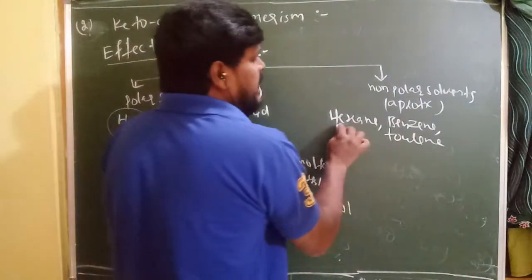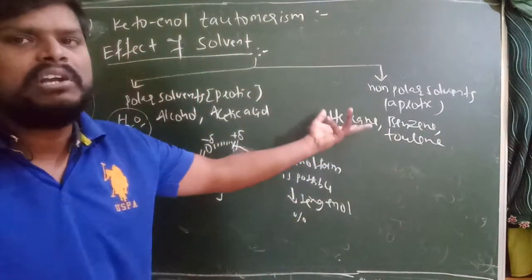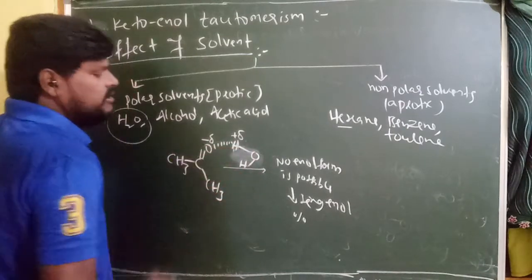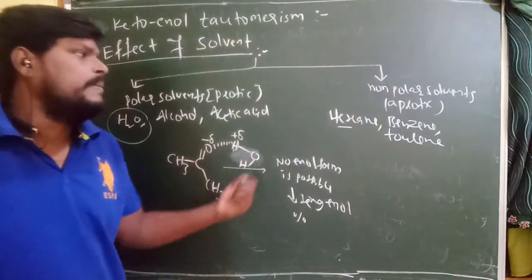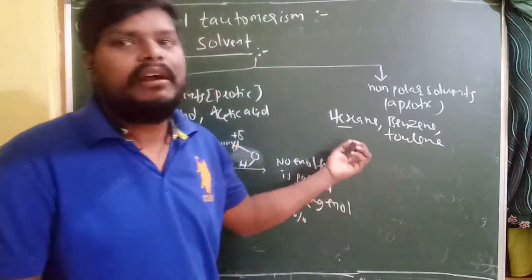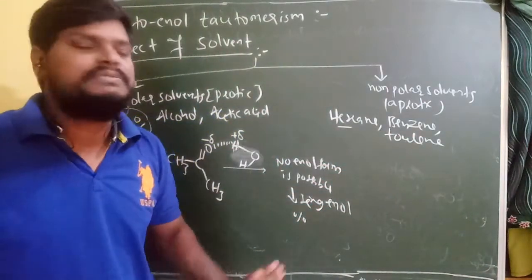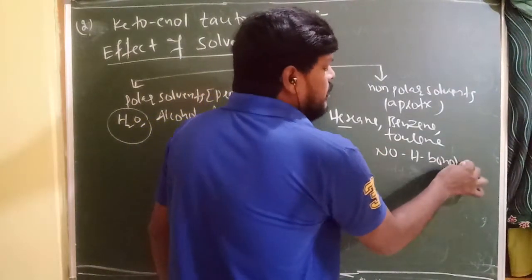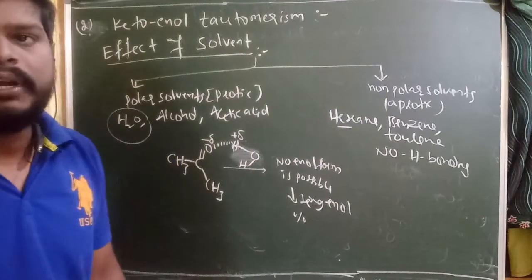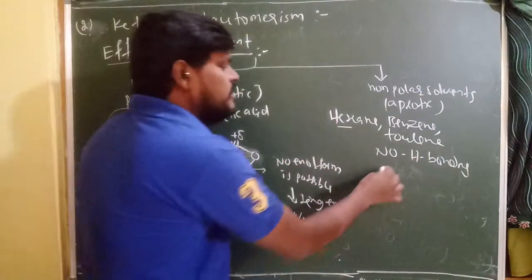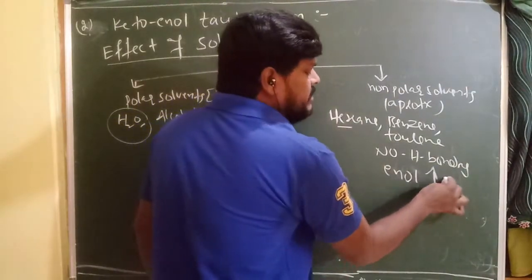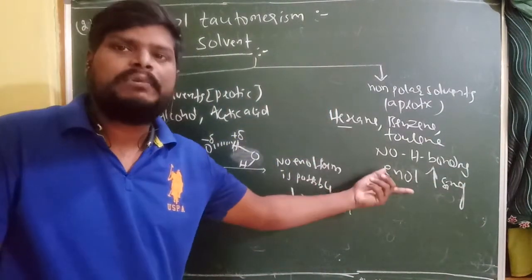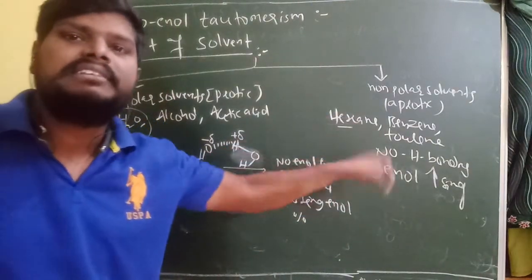In the same situation with hexane or benzene or toluene, no protons are released. Here H2O is ready to release proton. That's why hydrogen bonding is possible. Here benzene, hexane, toluene are not ready to release proton. That's why no hydrogen bonding is possible. That's why here the enol form increases. Right, increasing enol form. That's why the enol form is more stable. That's why the enol content percentage increases here.